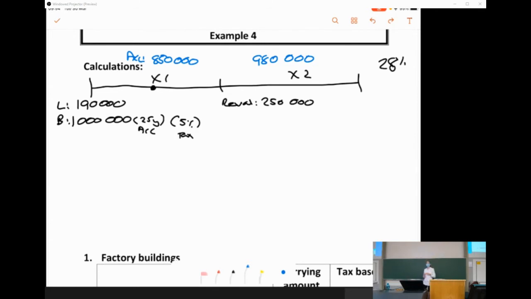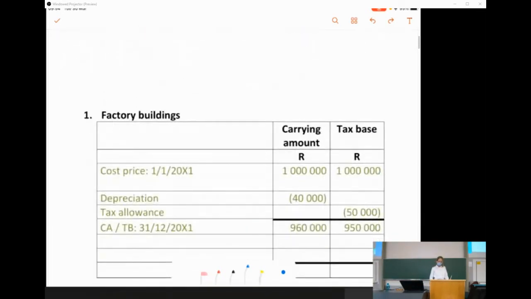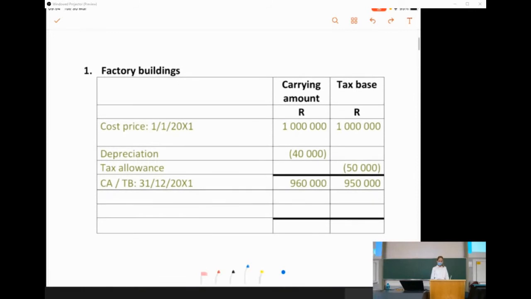So before we do those journals, we first have to do some calculations. Okay, so we start off our calculations for 20X1. We have our original cost for the buildings. Obviously for land, we don't have depreciation or anything, so we don't have to calculate anything there. But for the factory buildings, we start off with our original cost.